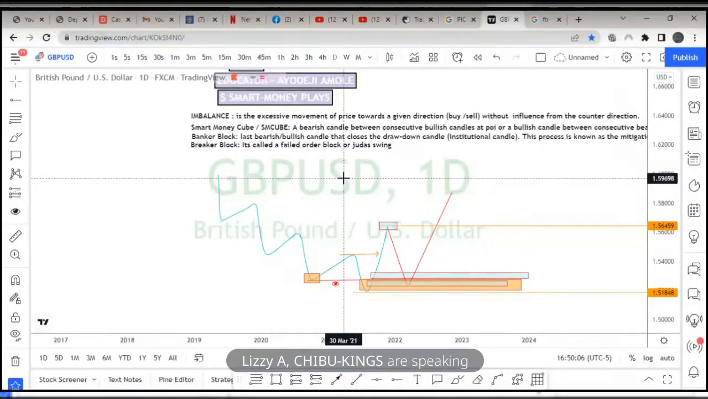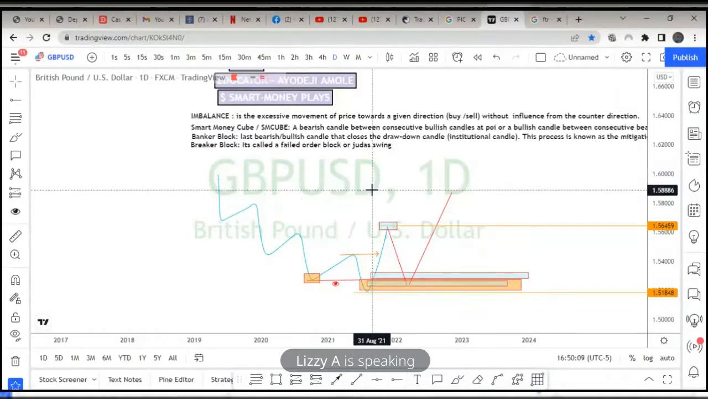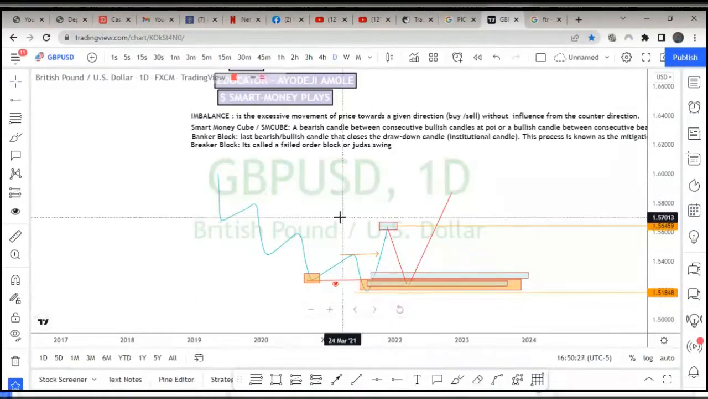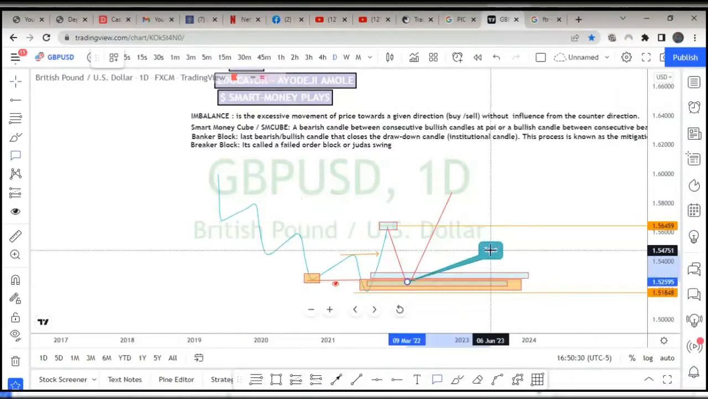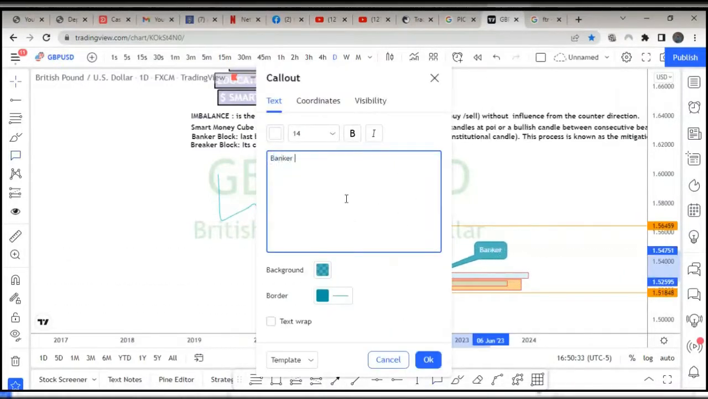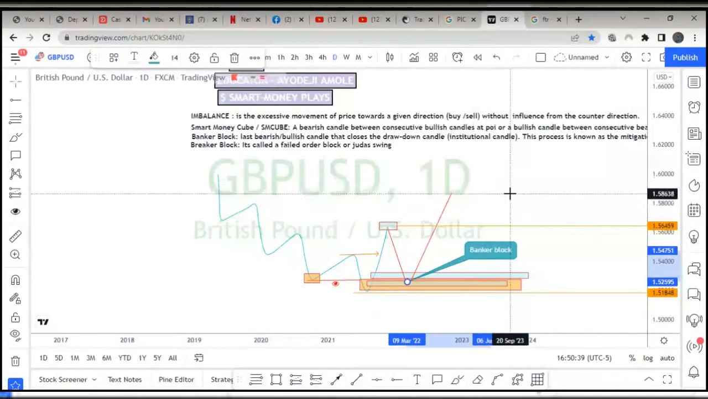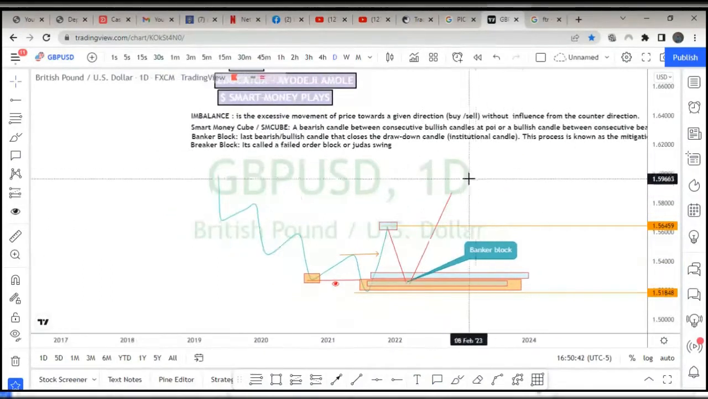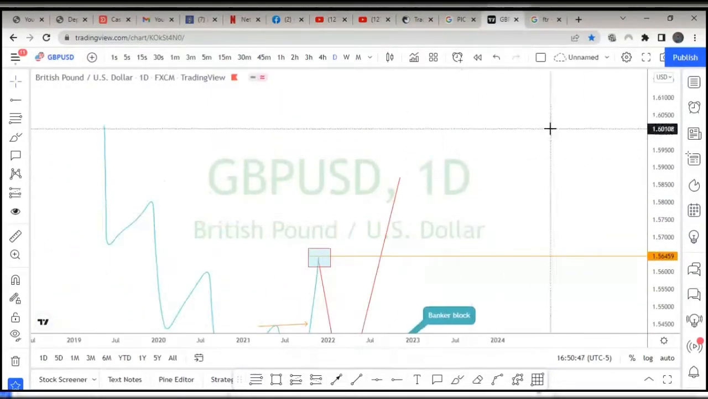While we're waiting for you, sir, please, can the breaker block be called the banker's block too? Are they the same thing? No, I just shared the difference. A breaker block is a failed order block. I shared it with us not quite long ago. This is a banker block. What you are seeing here is a banker block.